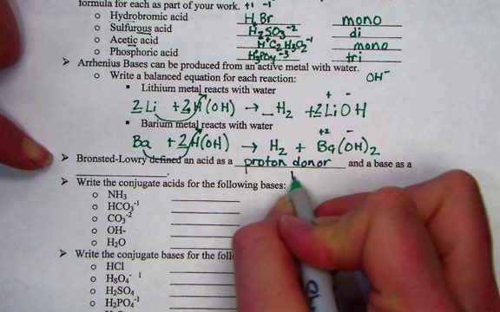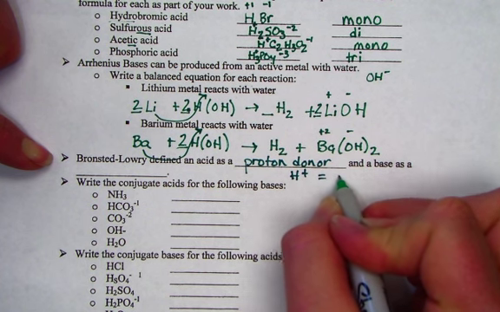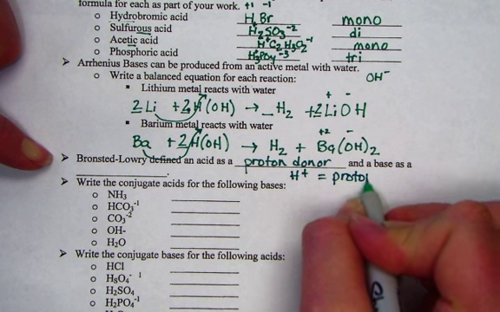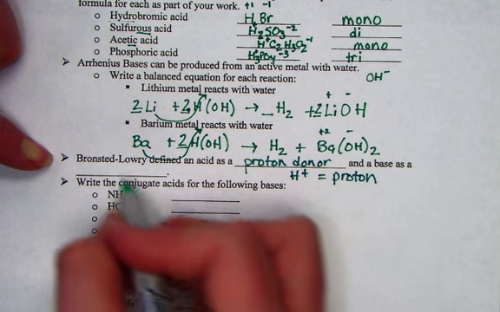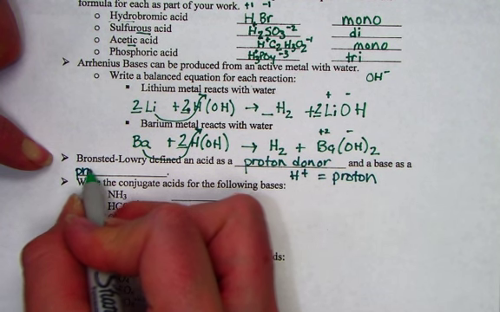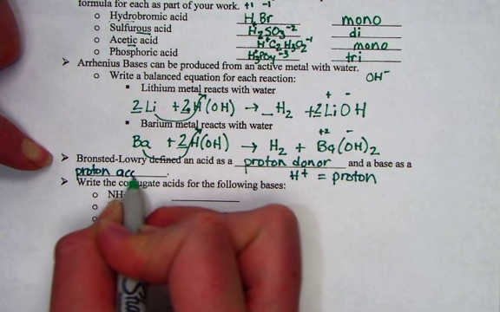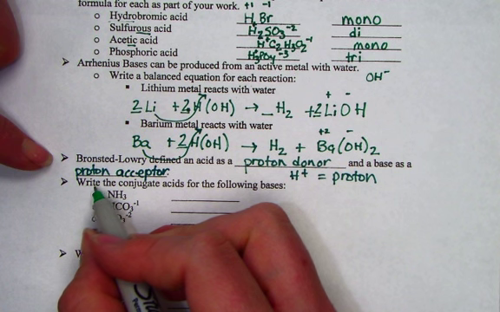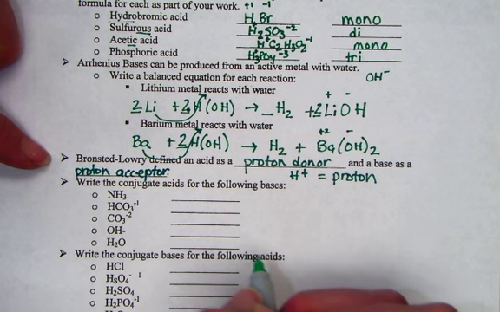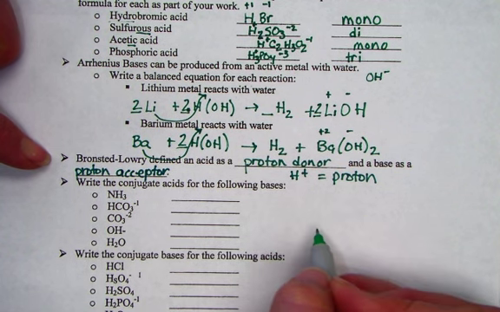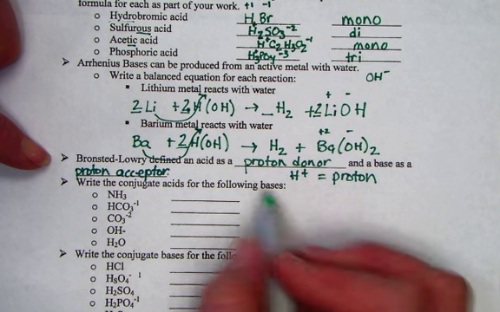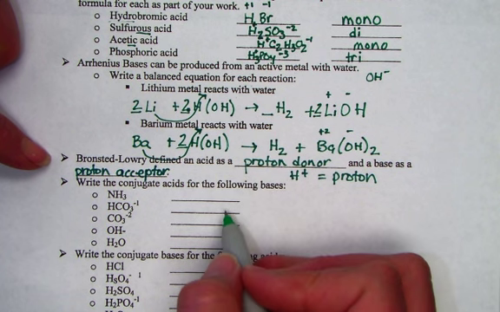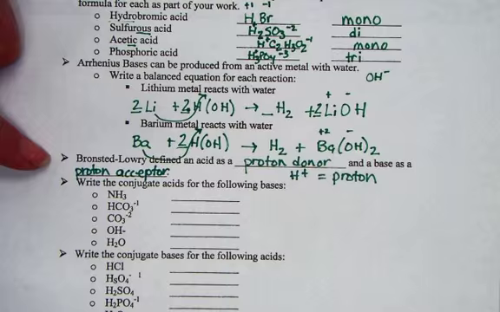Another name for a proton, recall, is a hydrogen ion. A base, therefore, is a proton acceptor. Remember, it could also be called a hydrogen ion acceptor, that an H plus and a proton are interchangeable. So acids donate their protons and bases accept those protons.